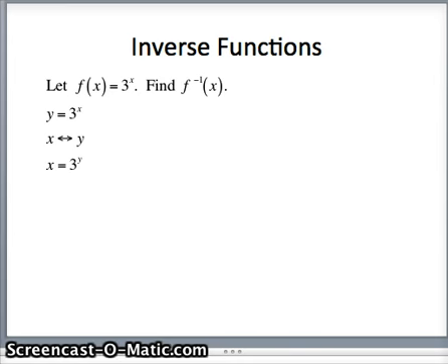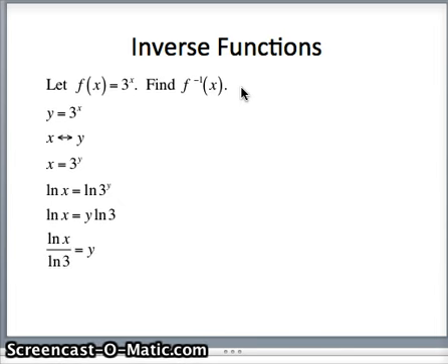To do that, I'll hit both sides with a natural log. So natural log x equals natural log 3 to the y. Let's pull that y exponent down using our property of logs. So we'll say log x is y times log 3. Then dividing by natural log of 3, we get y is natural log x over natural log 3. That is the inverse. I could say that.